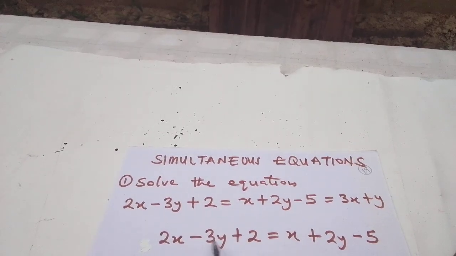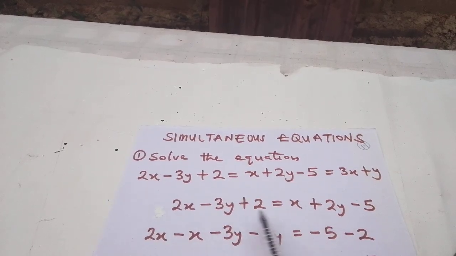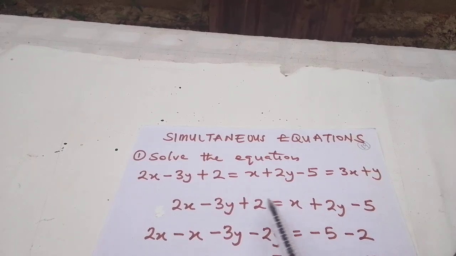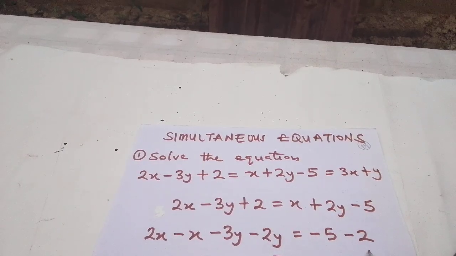You can say 2x minus 3y plus 2 is equal to x plus 2y minus 5. So let's try to bring x and y together. I'll make this x come here, it will now turn to minus x. Then this minus 3y is here before. This plus 2y, when it comes here, turns to minus 2y. So now this is plus 2. We make it cross the equality sign, now turn to minus 2.